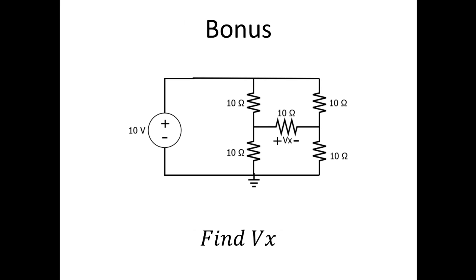Here's a bonus problem. I want you to see if you can find Vx, which is the voltage across the middle 10 ohm resistor. We will provide the answer so you can see if you are working this problem correctly. If you are having difficulty obtaining the correct answer to this problem, please feel free to contact the instructor or teaching assistants and we'll be happy to help you. If you're having difficulties understanding where some of the math is coming from, please refer back to the previous lectures.